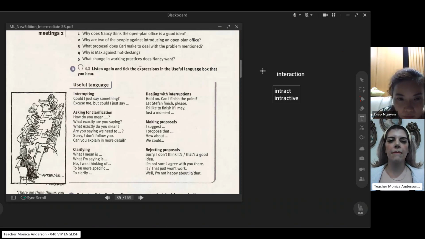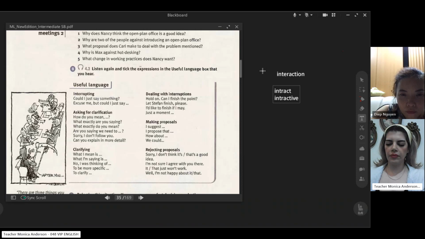I suppose... Could I just say something? I don't think it works. Let Stefan finish, please, Max. Well, I'm not happy about it. I don't think we should have a vote about it now. I mean, I think we need a report or an extra survey done about this. How do you mean, an extra survey? Are you saying we need to bring in a consultant? No, I was thinking of someone inside the company. Okay. I think a report is probably better.